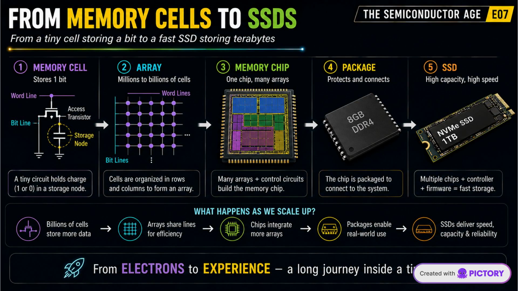A single memory cell stores just one bit. Billions of cells become arrays, multiple arrays form memory chips, and those chips are assembled into packages and storage devices. An SSD combines many flash chips with controllers and firmware, transforming microscopic memory cells into terabytes of high-speed digital storage.